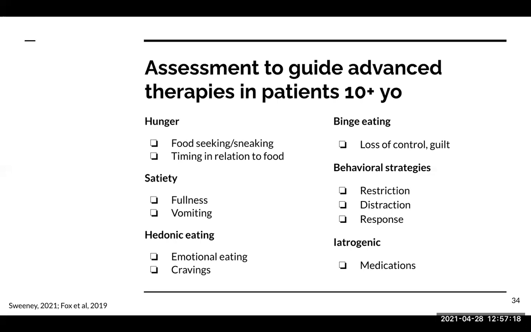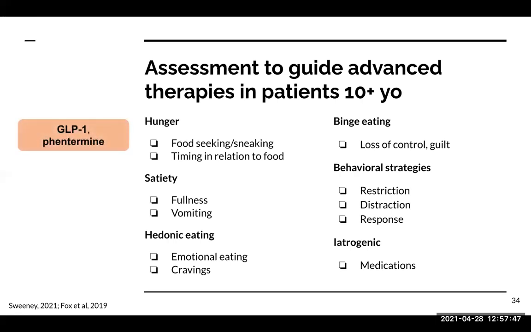Looking at binge eating, whether they have that loss of control or guilt, and what behavioral strategies are being instituted at home. Are they being restricted on food? If they're just eating because they're bored, is the family using distraction, and what kind of response are they getting from the kiddo? And then last but not least, what are we doing to them? Are they on medications that promote weight gain, especially antipsychotics and the atypical ones in particular?